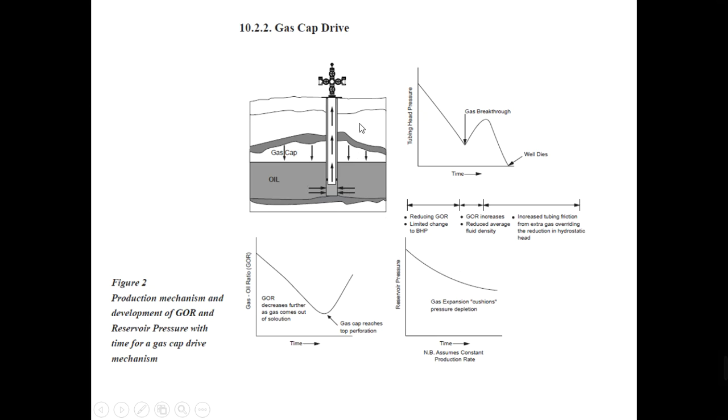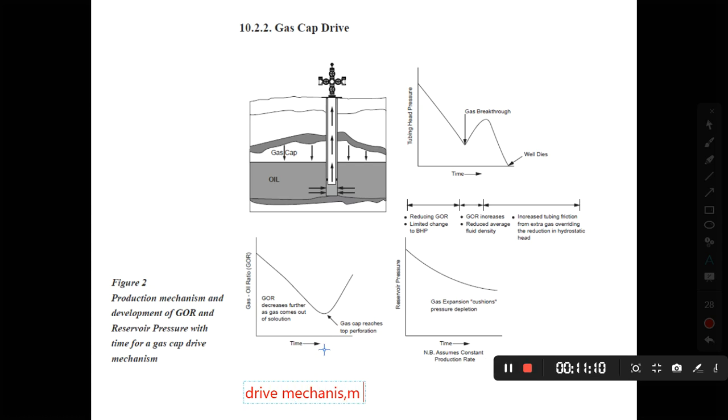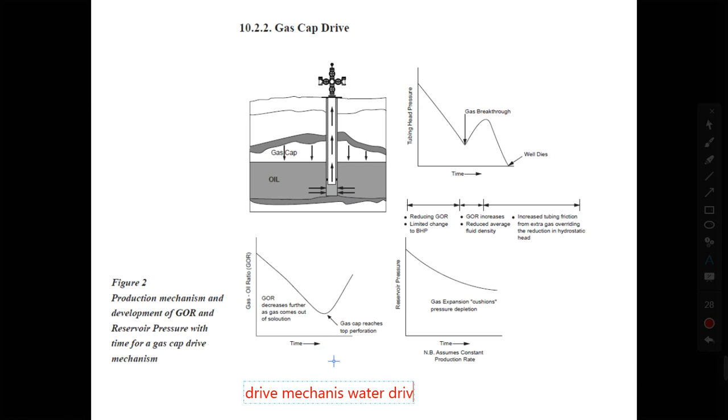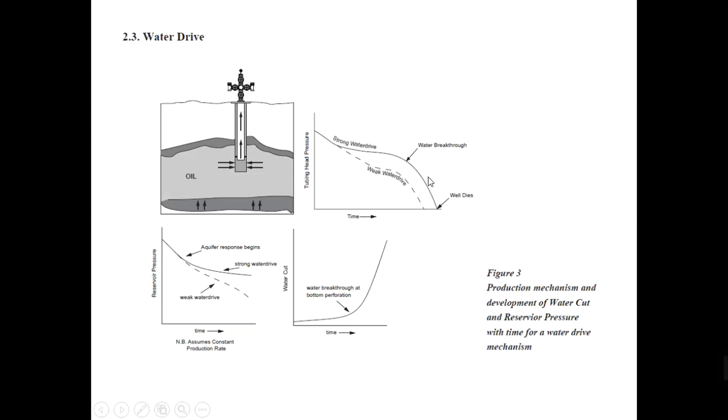So when you design your production facility, you have to look at the drive mechanism. What kind of drive mechanism do you have? You have water drive, or gas cap drive, or dissolved gas drive. In all cases, you have to design your plant based on the drive mechanism you are dealing with. If you predict the drive mechanism properly, then you can design your facilities. Otherwise, the situation may change over time, and the production you have designed may get stuck over time.